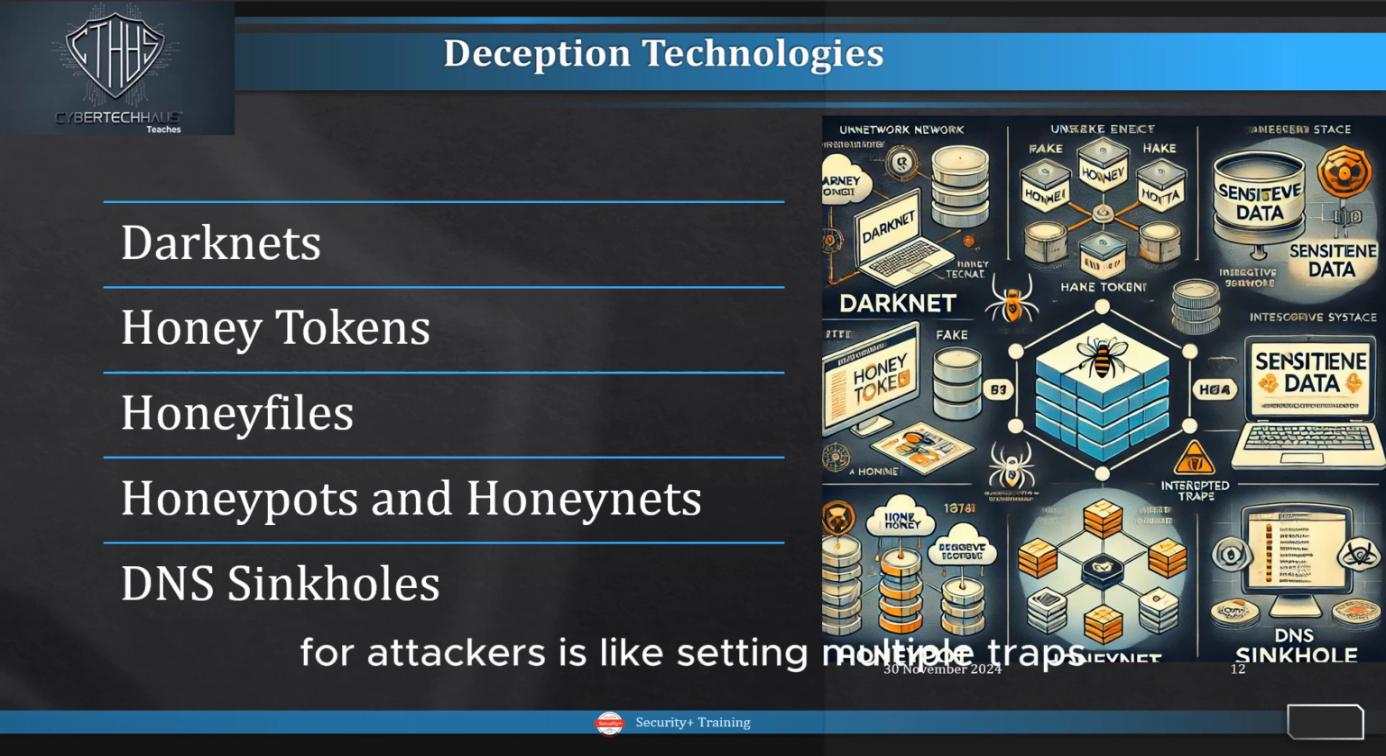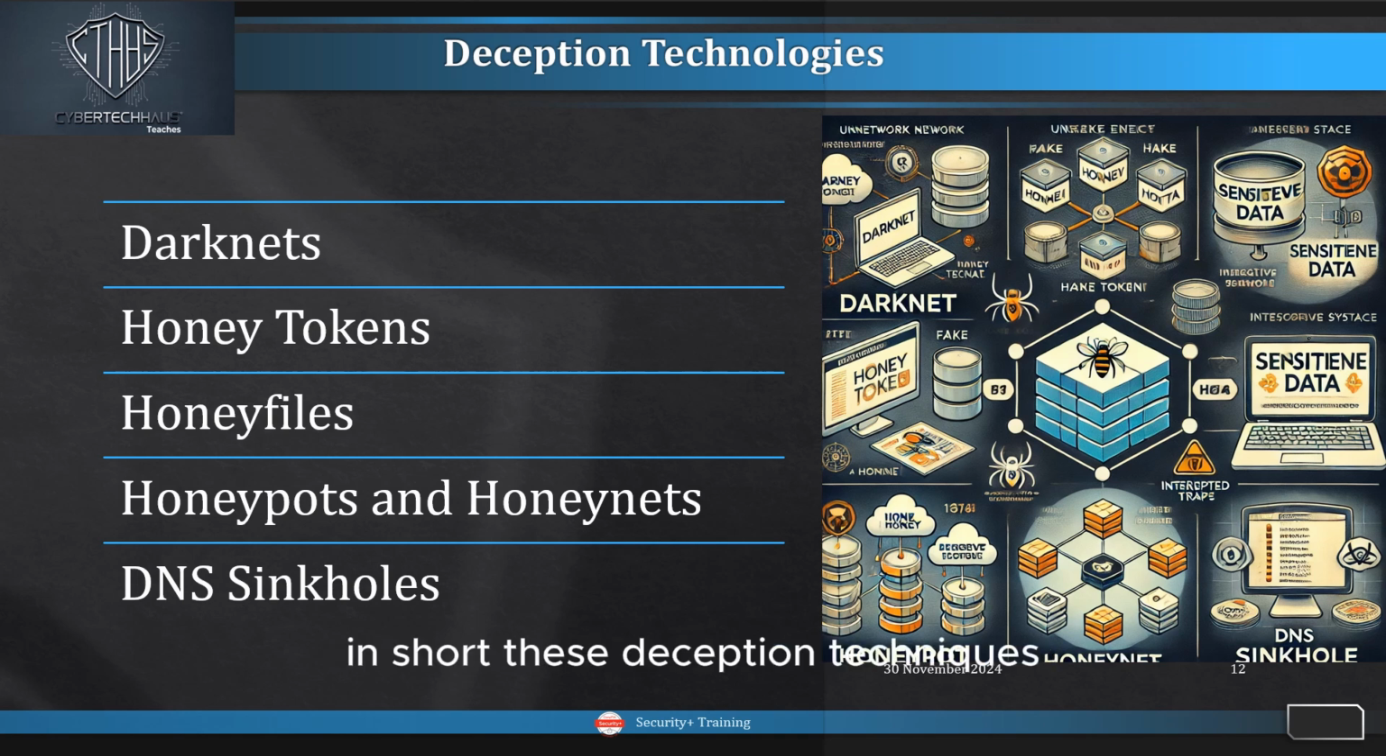It's like setting multiple traps to catch attackers wherever they strike. Number 5, DNS sinkholes. When malware infects a system, it connects to a command and control server to receive instructions. A DNS sinkhole routes any traffic aimed at these malicious servers to a safe server instead. This alerts users and logs the infected system's activity to administrators so that administrators can take action.